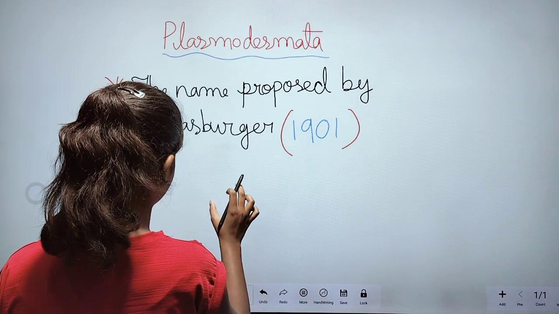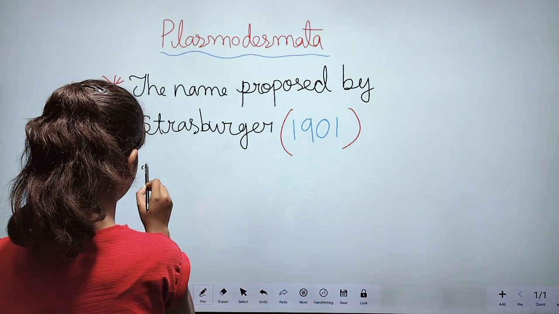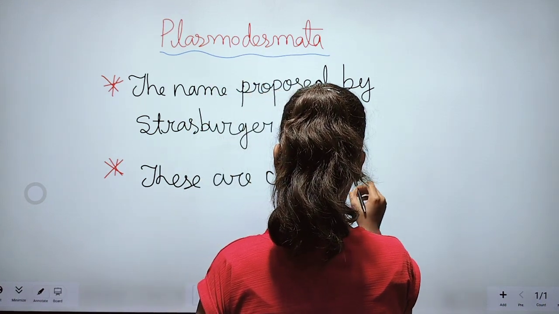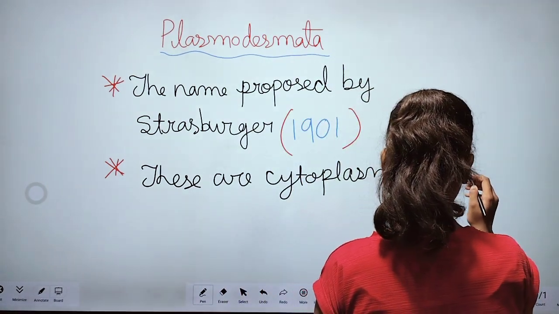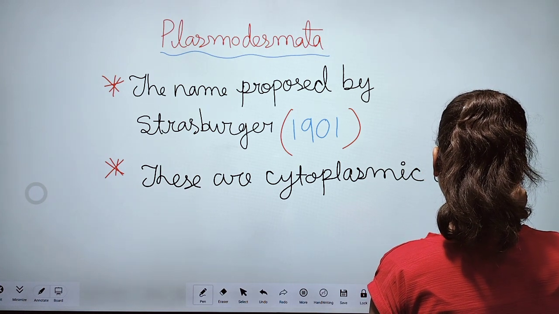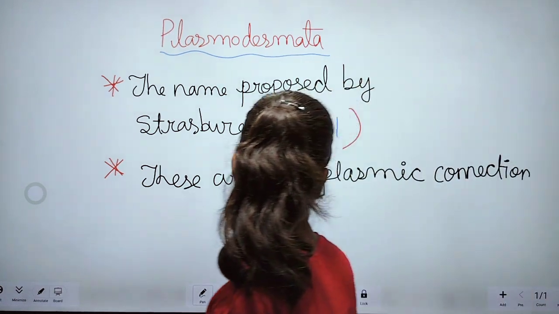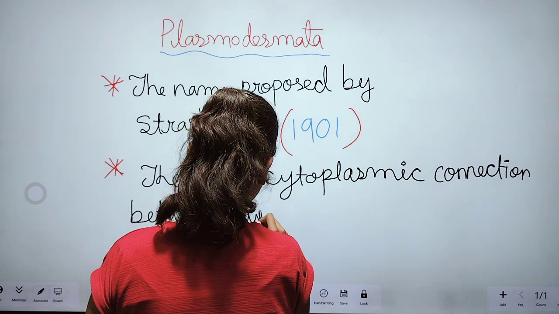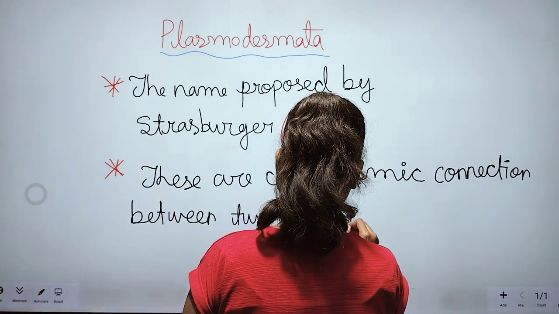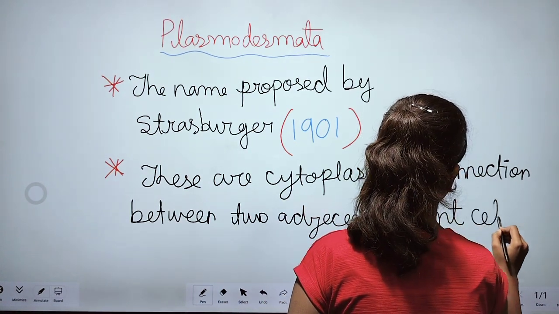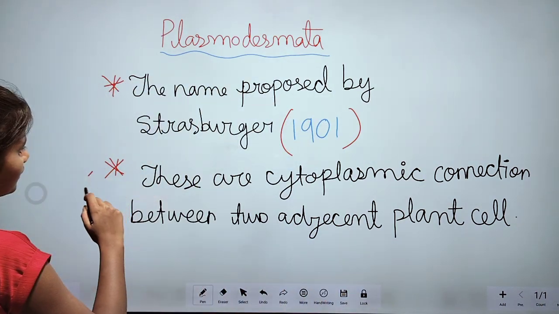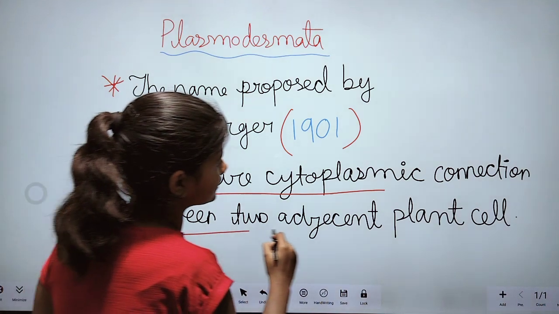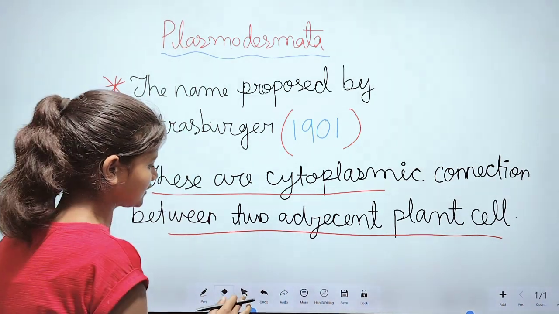So our next point is, these are cytoplasmic connections between two adjacent plant cells. Okay, so here you can see this figure diagram.